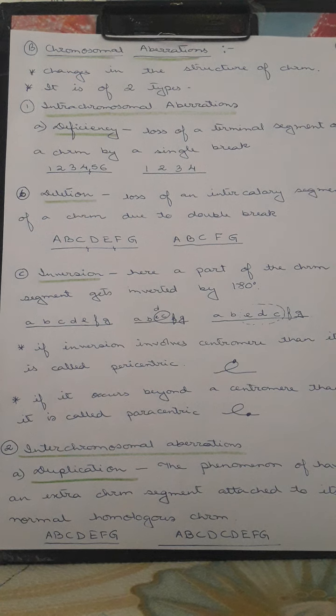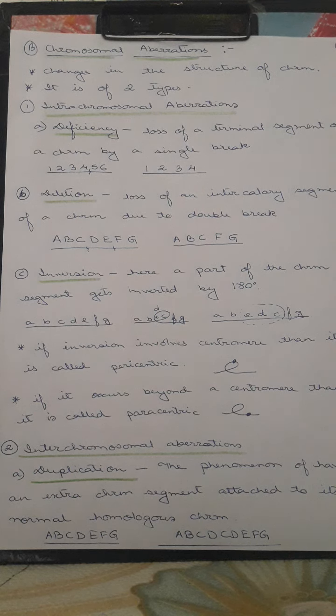Then sometimes, now you know what is centromere, isn't it? The point at which the chromatids remain attached. So if the inversion involves the centromere, that means see in this small e, here the centromere is present, isn't it? So this type of inversion is known as pericentric inversion. But if the centromere is outside the e, that means outside the inverted portion, then it is known as paracentric. Okay.